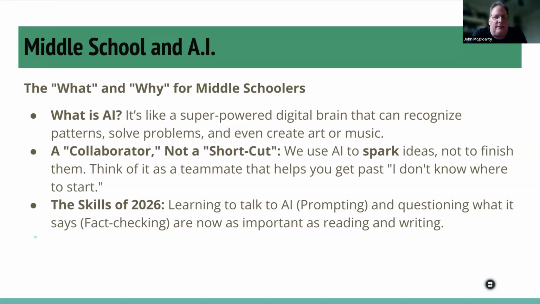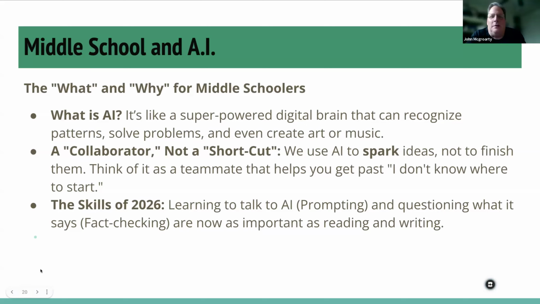And so again, what is AI? It's like a superpowered digital brain that can recognize patterns, solve problems, and even create art and music. So we kind of all know that. This is where a lot of our middle schoolers get confused, where we use AI to spark ideas, not to finish them. So think of it as a teammate to help you get past the I don't know where to start, especially in science and math and reading, even in our elective classes, in my computer science classes, in my music classes. Whenever we do writing assignments on a more difficult topic, they're like, well, what can I use to get an idea?